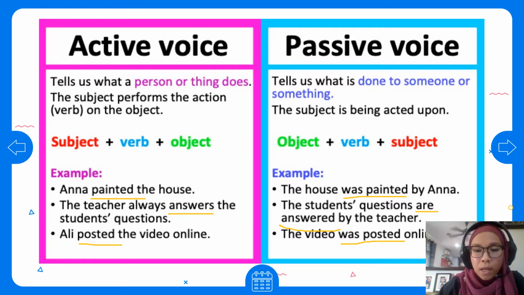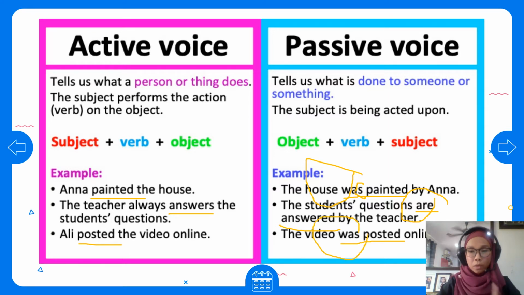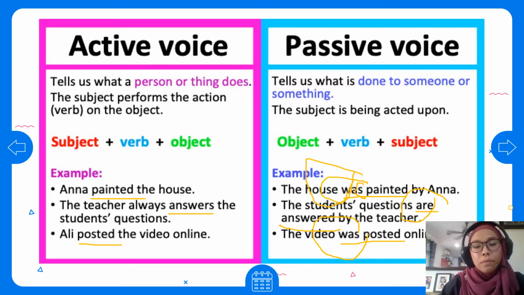Okay, why do they use was here? Are, and also was here. So you have to look at the tense of the sentence. For this one, Anna painted the house. This is past tense. So when it is past tense, when you change the verb to be, it will become was.